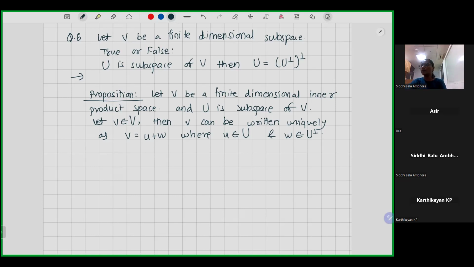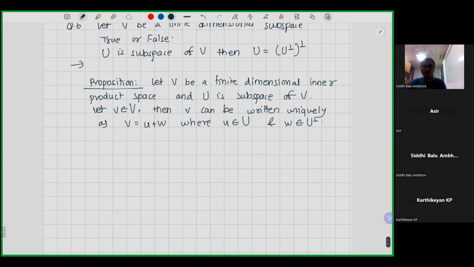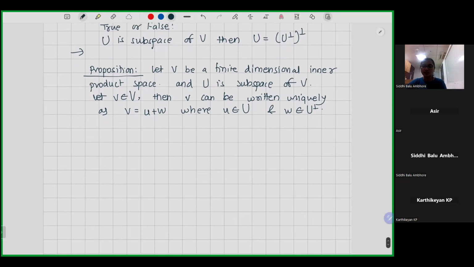That is, orthogonal complement. Now, can someone proceed with how we can try to prove that U perp perp is U? So this proposition is the hint.